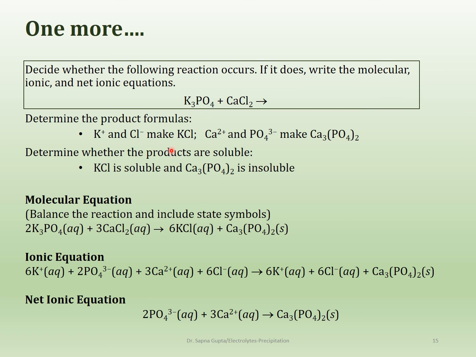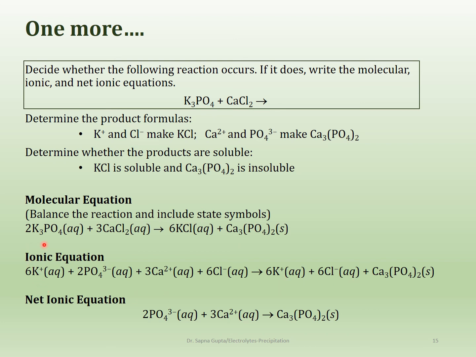Then you figure out the solubilities of both of them, and it turns out that potassium chloride is soluble and calcium phosphate is not soluble. So that means we do have to write the equations out. The molecular equation then is potassium phosphate plus calcium chloride gives potassium chloride plus calcium phosphate. This is the place where you will balance the equation. Please make sure your formulas are correct, which you should write from here. Once your formulas are correct, go ahead and balance the equation out using the stoichiometric values, the coefficients. Once it's balanced out, go ahead and write the ionic equation.